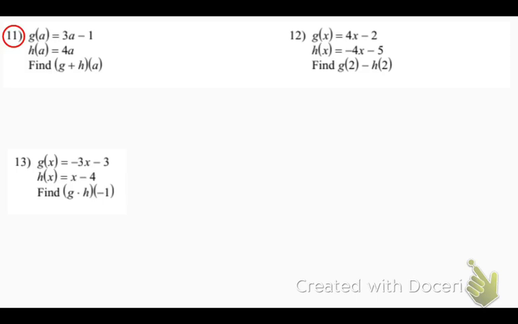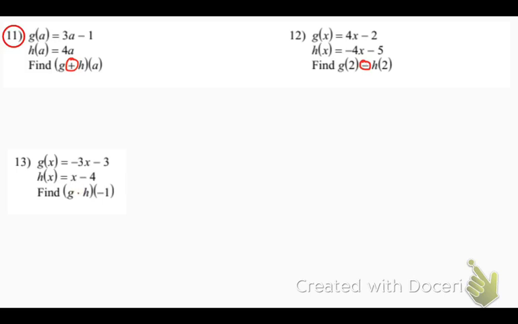Numbers 11 through 13 are also perform the indicated operation. So I want you to tell me what are the correct operations for 11, 12, and 13. I want you to answer that question right now. Okay. Number 11 is addition. Number 12 is subtraction, and number 13 is multiplication.